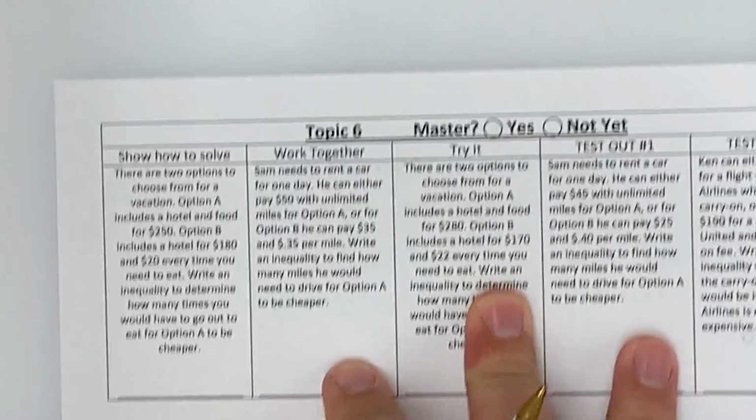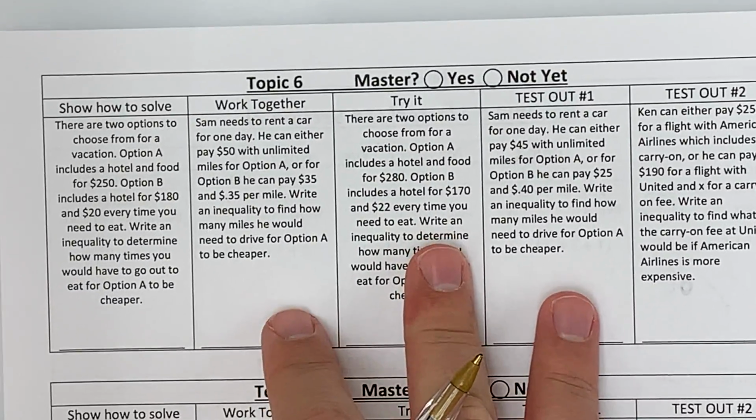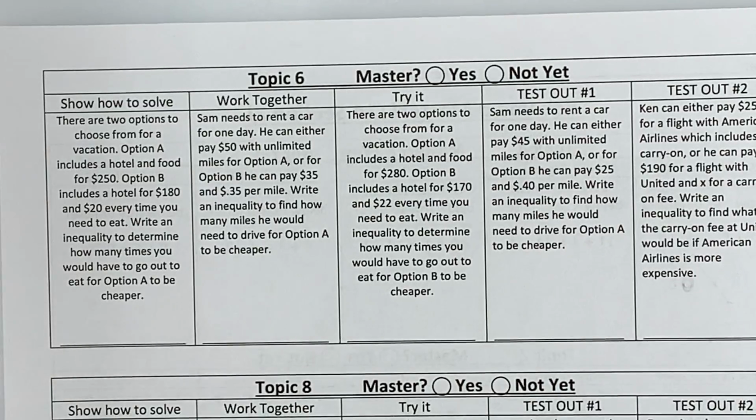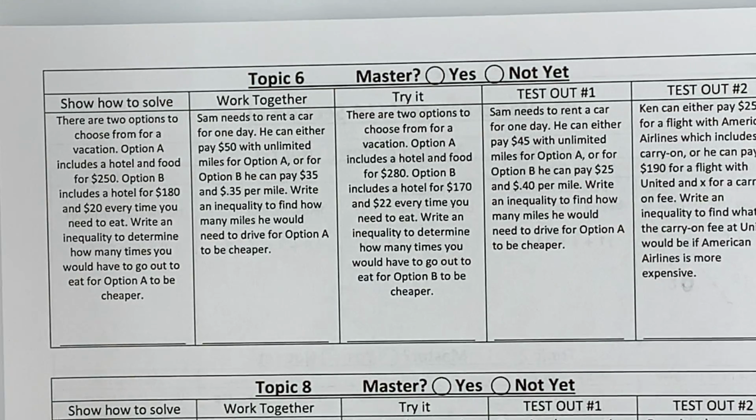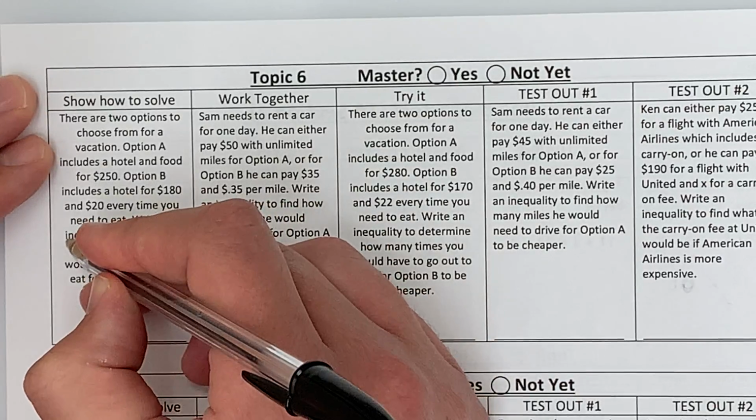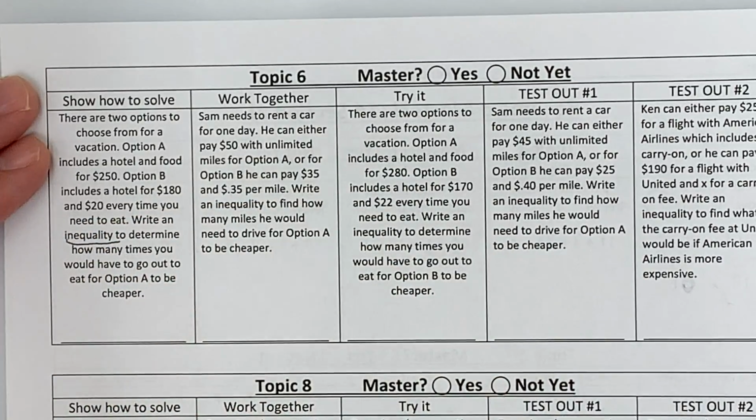All right, let's move on. All right, topic 6. There are 2 options to choose from for a vacation. Option A includes a hotel and food for $250. Option B includes a hotel for $180 and $20 every time you need to eat. Write an inequality. Okay, so inequality is going to tell us how to set this up to determine how many times you would have to go out to eat for option A to be cheaper.